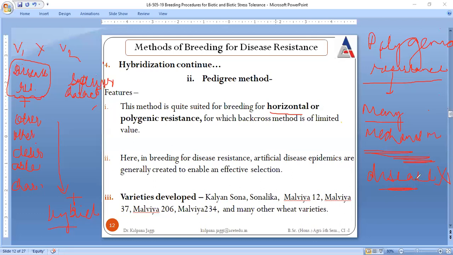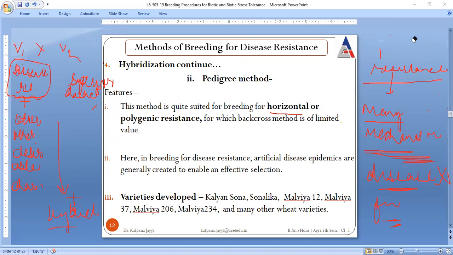This is about polygenic. Here, other disease control measures, like fungicides, can also be used. Like here, a number of plant growth regulators can be used for controlling the disease. This is the difference between horizontal and polygenic resistance. So this method is quite suited for breeding for horizontal or polygenic resistance.